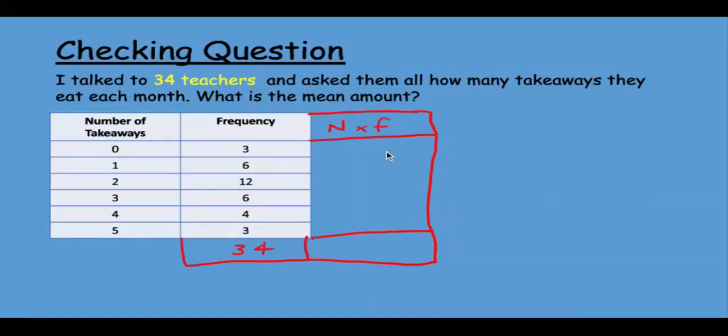So I've got 0 times 3 is 0, 1 times 6 is 6, 2 times 12, 24, 3 times 6, 18, 4 times 4, 16, and then 5 times 3, 15. So let's add those up. So we've got 6 and 24 and 18, 16 and 15. That comes to 79.